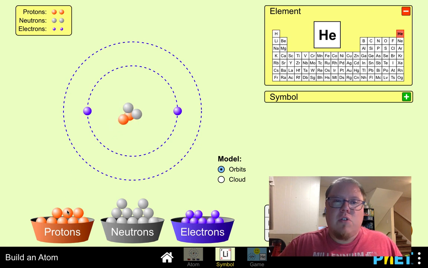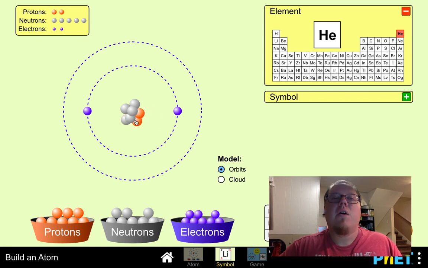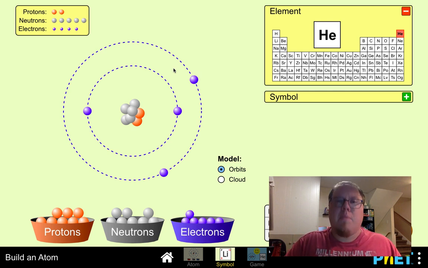Now, let's just add two protons back in here. It is helium. If I add a neutron to it, it is still helium. If I add another neutron, it is still helium. Changing the number of neutrons does not change which element it is. If I add more electrons to it, it's still helium. The only thing that changes from one element to the next is the number of protons. Okay, neutrons and electrons do not matter when determining what element it is. All right?